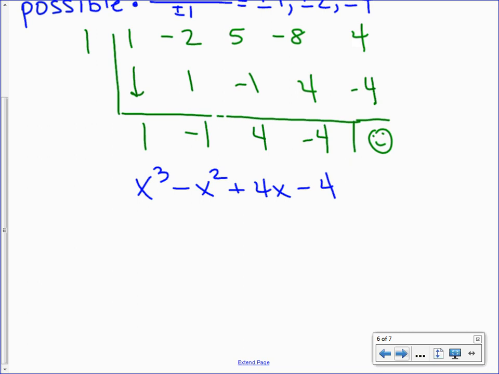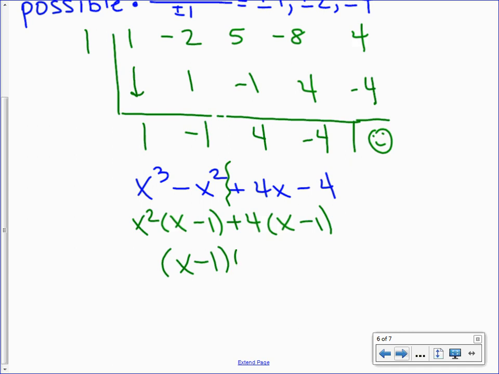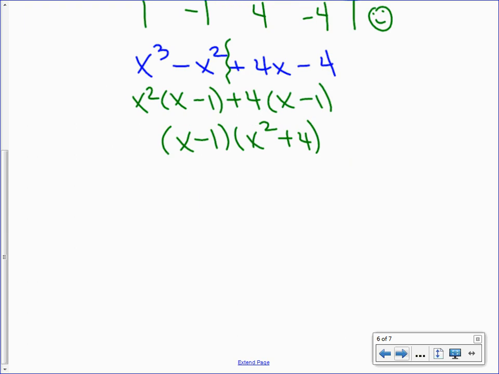Why am I saying that that looks nice? You can factor by grouping. That takes less time, doesn't it? So, GCF of the first 2 terms, left over is x minus 1. GCF of the second 2 terms, left over is x minus 1. So we have x minus 1 as the greatest common factor. Left over is x squared plus 4. Okay? Store zeros.